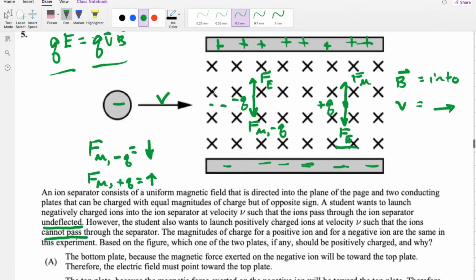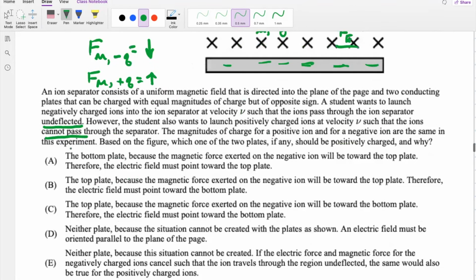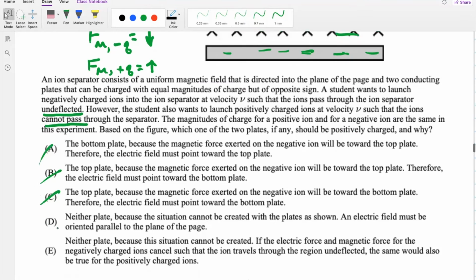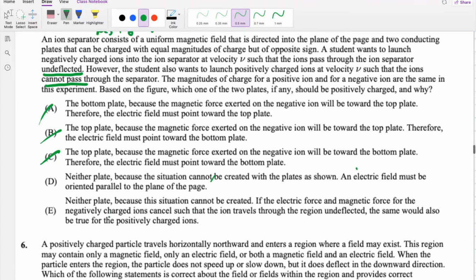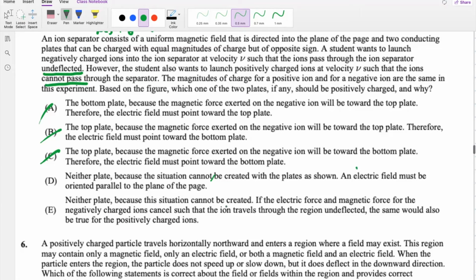So if we're able to allow these charges to travel forward undeflected, whether they're positive or negative, it's going to happen. So I think our best answer choices are either D or E. The situation cannot be created with the plate shown. An electric field must be oriented parallel to the plane of the page. I don't agree with that statement. Let's see the next one. Neither plate, because this situation cannot be created.